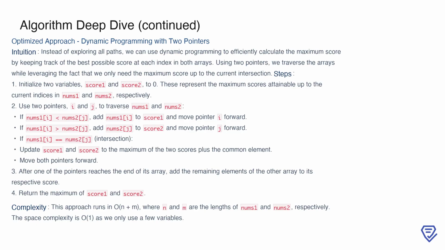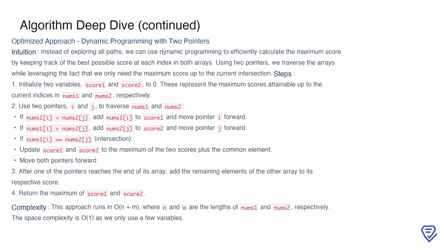Using two pointers, i and j, we traverse nums1 and nums2. If the current element in nums1 is less than the current element in nums2, we add that value to score1 and move the pointer i forward. If the element in nums2 is smaller, we do the same for score2 and move j forward. When we encounter an intersection where nums1[i] equals nums2[j], we update both scores to the maximum of the two scores plus the value of the common element.